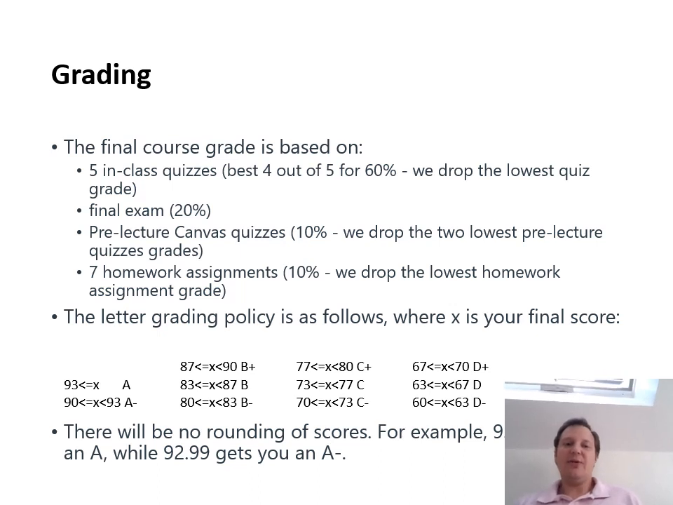Okay, so the final course grade is based on 5 in-class quizzes, and I already mentioned we drop the lowest quiz grade. So it's basically the best 4 out of 5 for 60% of your total grade. So we put a lot of weight on these quizzes. Then the final exam is another 20%, and you cannot miss these. The dates are already published, and you cannot miss them.